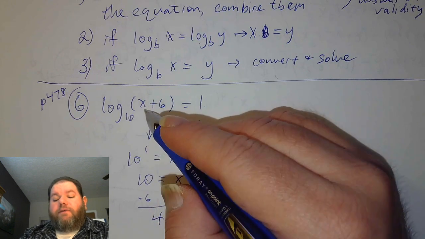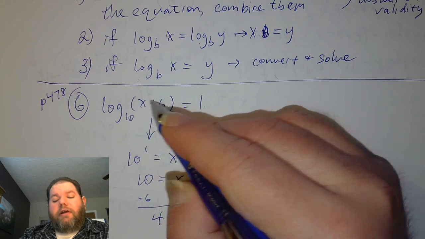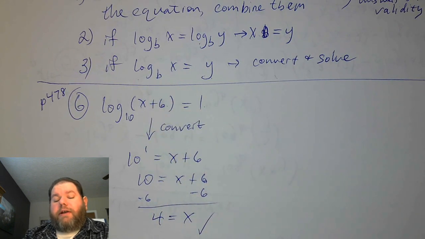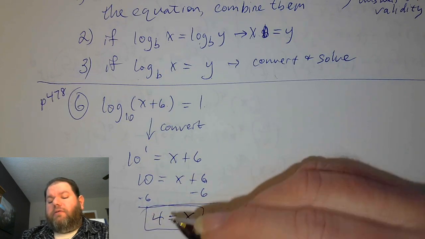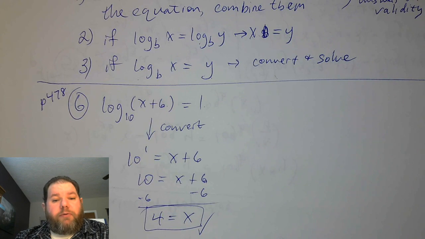And if we plug in, 4 plus 6 is 10. 10 is positive, so that checks. That's what we're looking for when we check our answers, is that we have log of a positive number. Because that's entirely where the domain changes. If we don't have a positive number, then the log of that value does not exist.